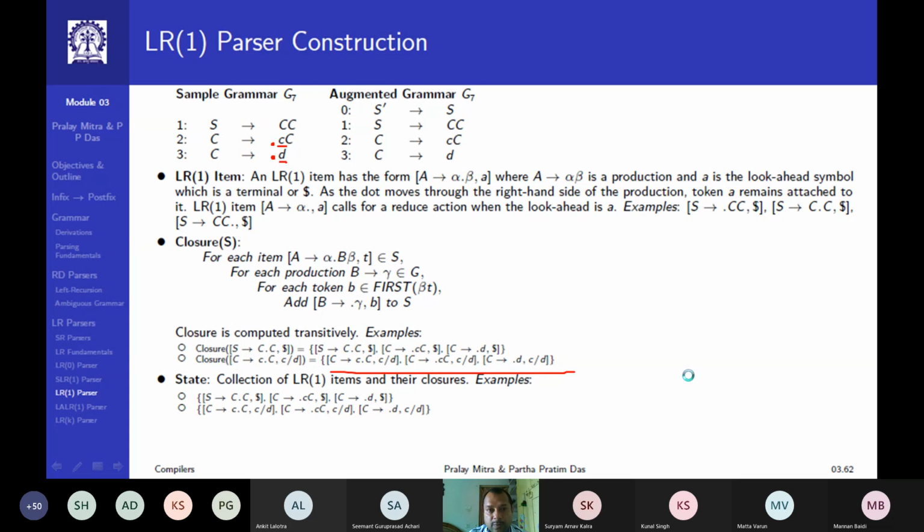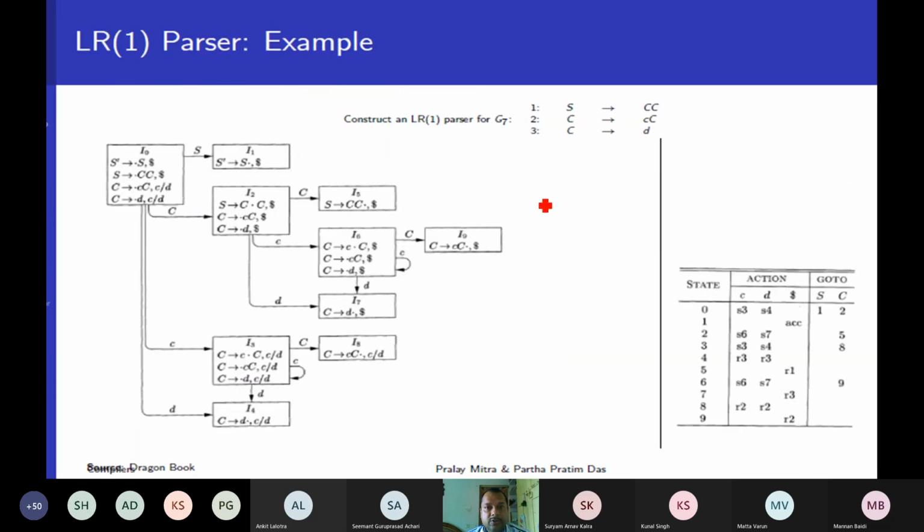Now following this, if I draw the parsing table, then what will happen? So this is my G7 grammar. There are 3 production rules only.